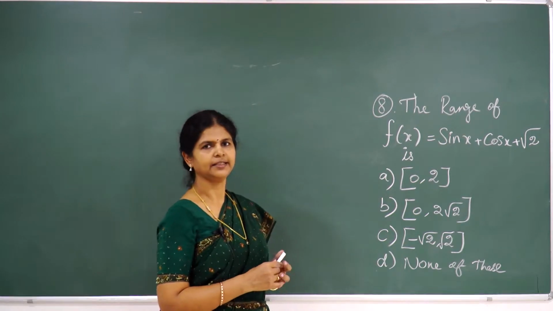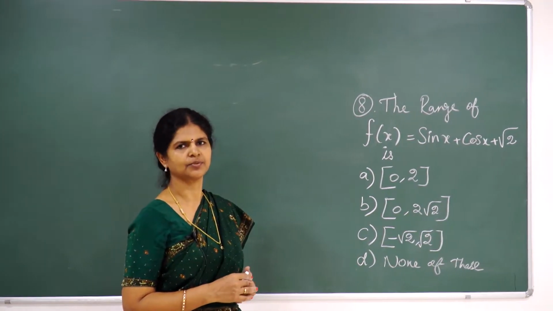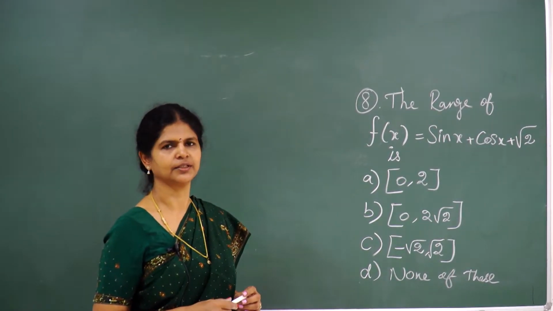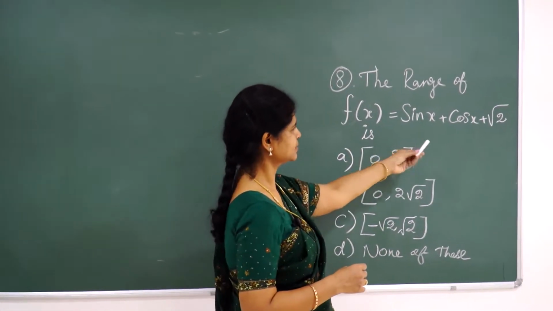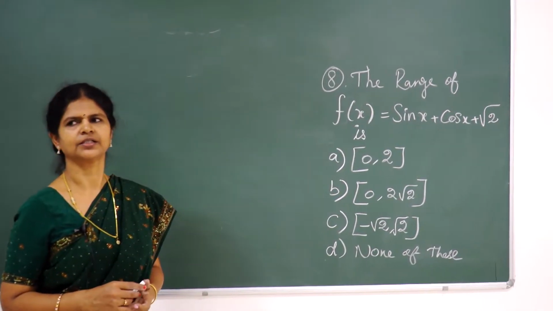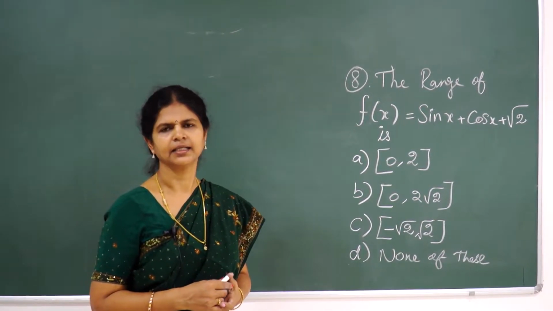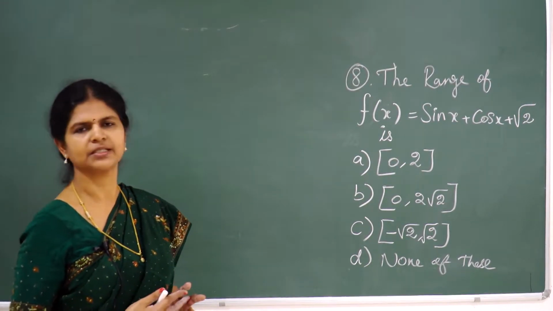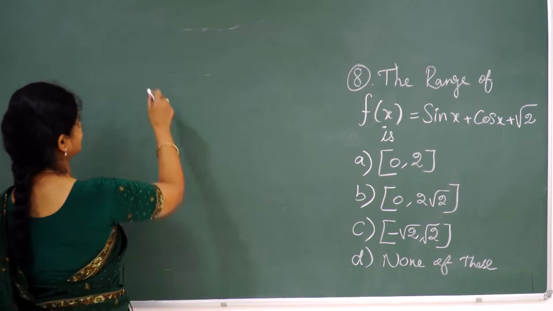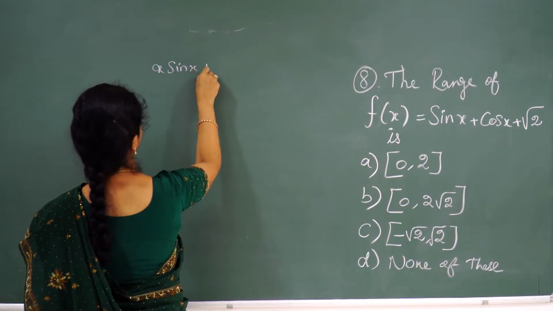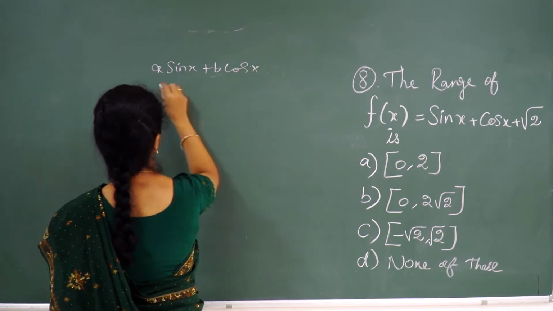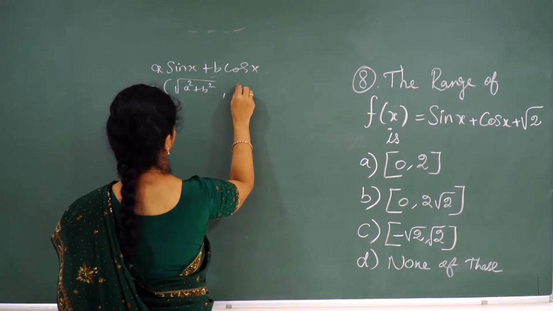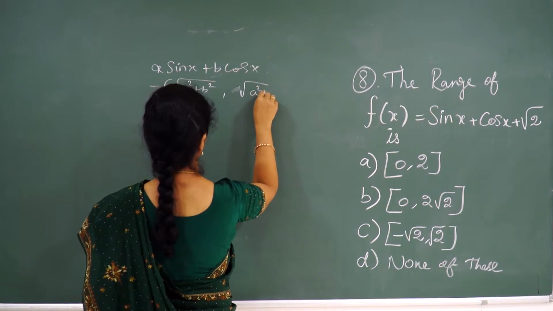Next problem, find the range of the given function. In the last problem we did the domain of functions. Next, in this problem we have to find the range of the function. Here you have sin x plus cos x. We know the range of a function a sin x plus b cos x lies between minus square root of a square plus b square and plus square root of a square plus b square.